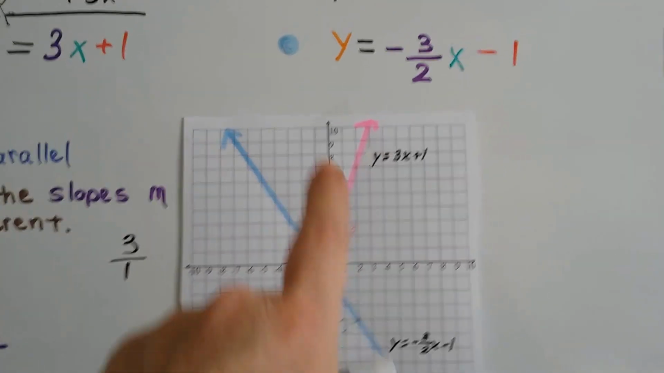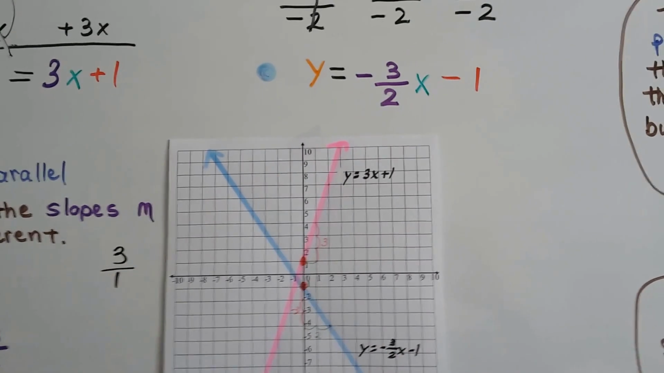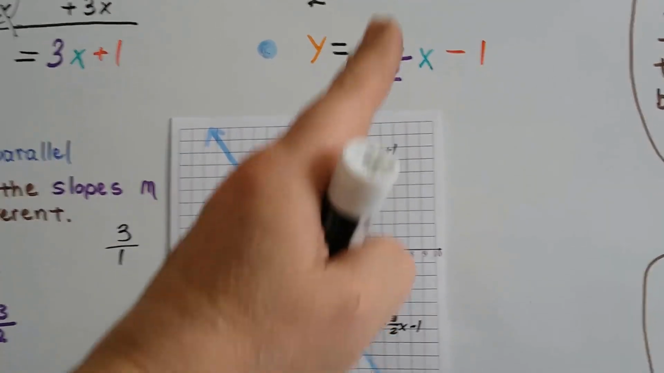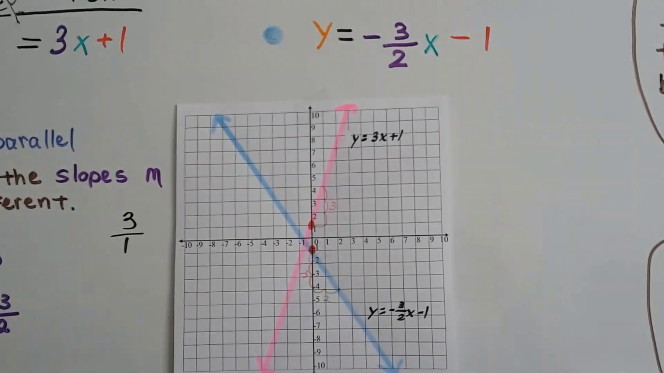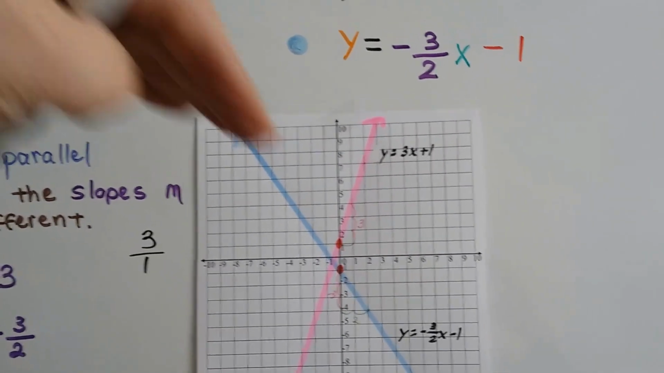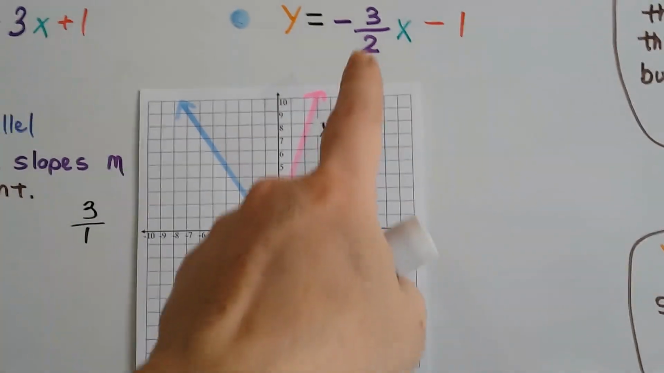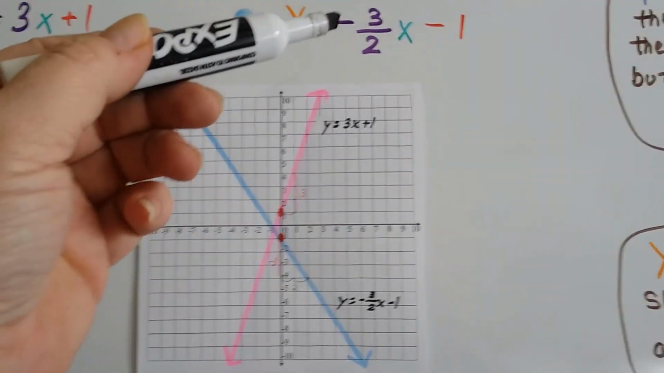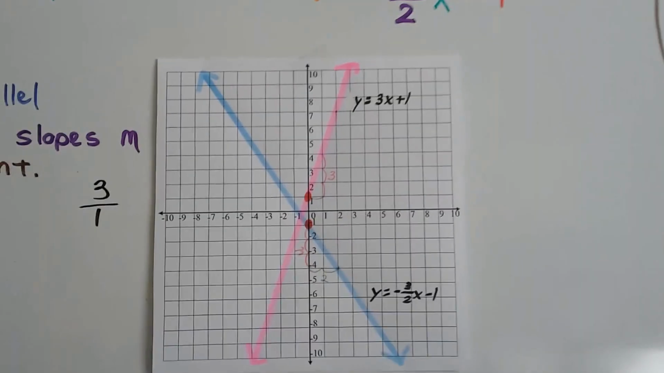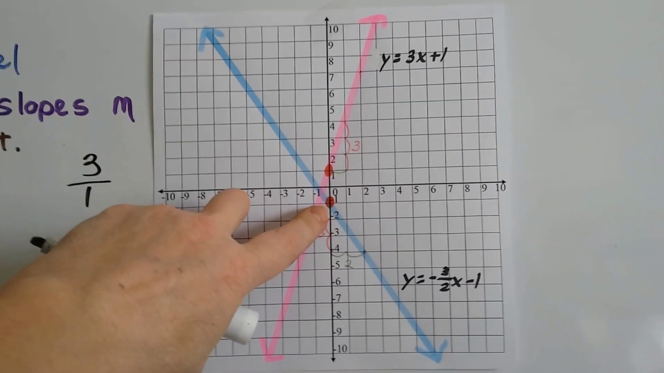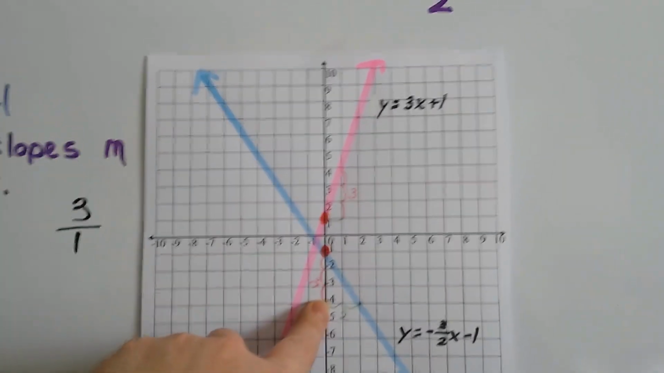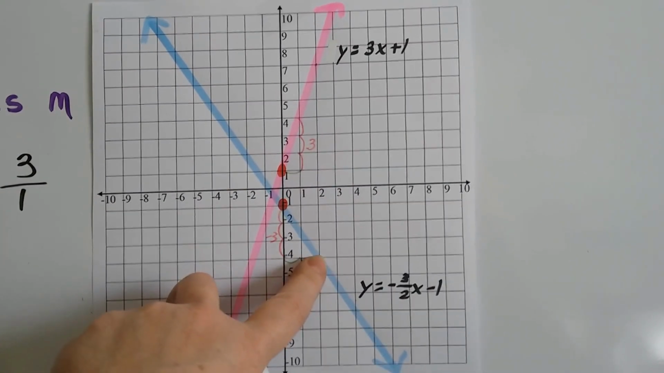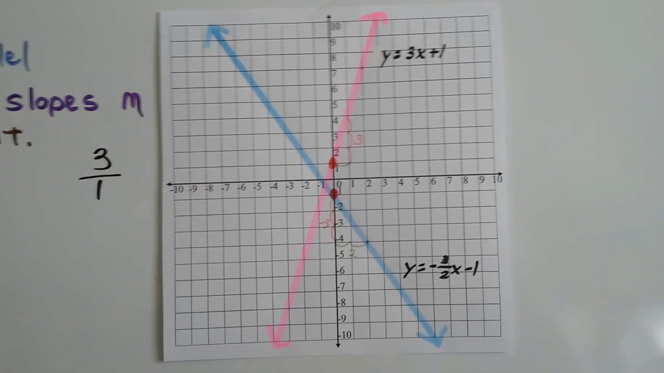Now, this one has a negative slope. And remember what I've always said? If the slope is positive, the line rises to the right. And if the slope is negative, it's going to fall to the right. So we know that this line is going to fall, isn't it? And the slope is a -3 rise. So that means it's going to go down 3. 1, 2, 3. And the run is a 2, isn't it? So it's going to go 1, 2. So that's our blue line graphed.